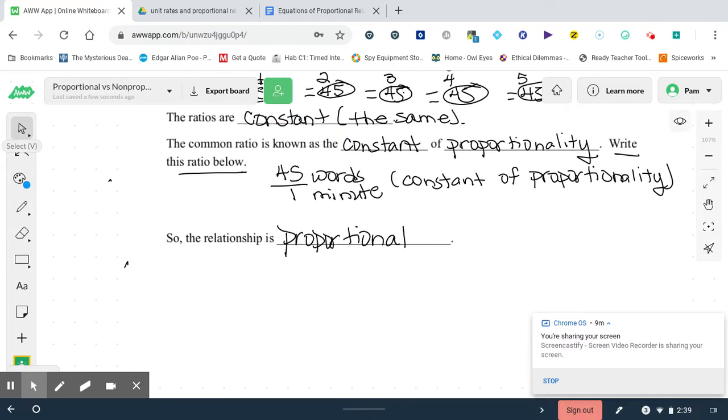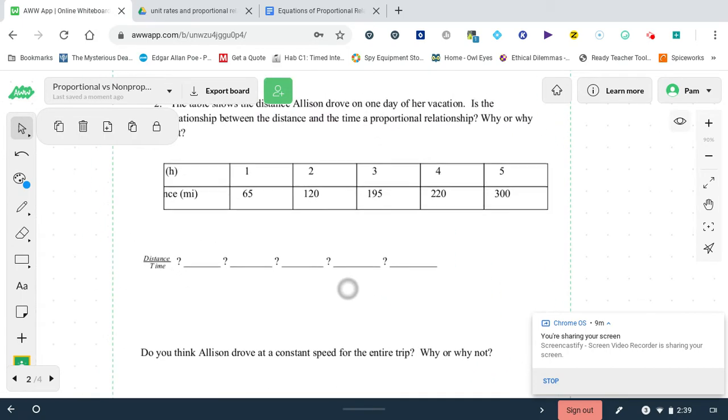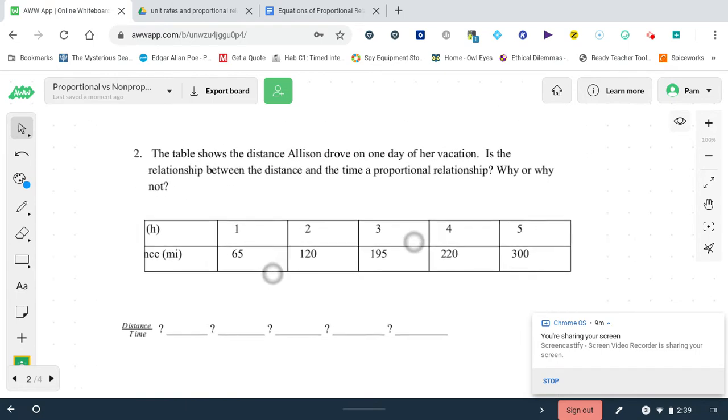Let's get to the next page. All right, bear with me, guys, because I'm learning this. This is new to me. All right, let's take a look at this one.